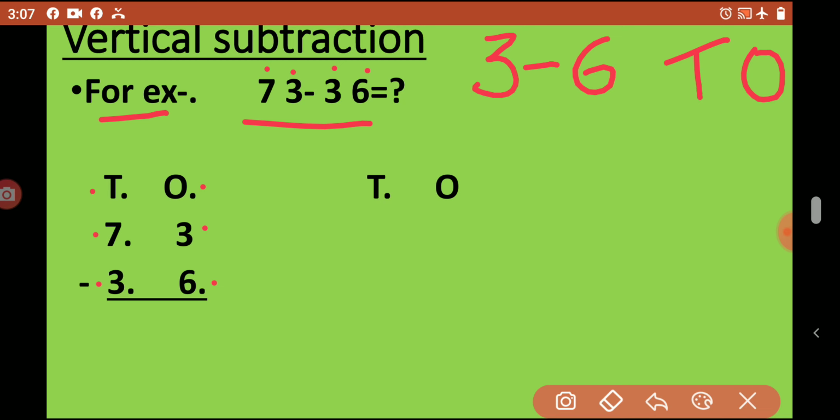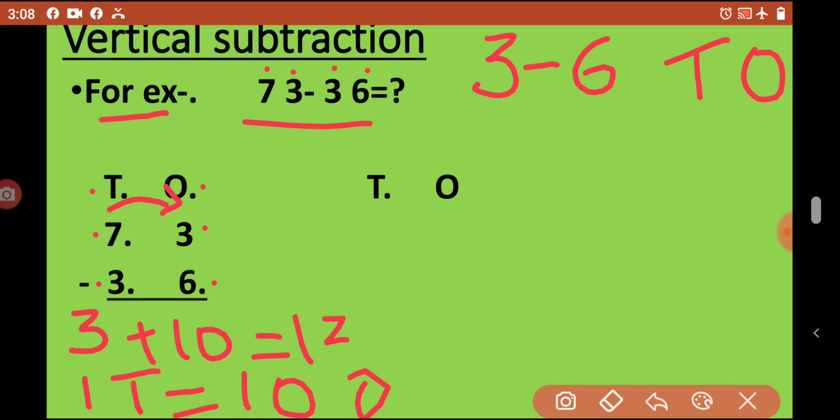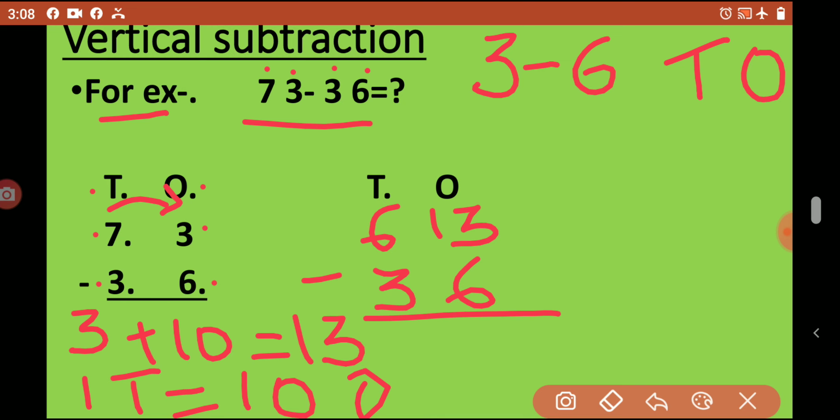So 3 takes borrow from 7 tens. Now you already know 1 tens equal to 10 ones. So in ones place we add 3 plus 10 equal to 13. So in ones place we have to put 13, 6 remains same. Now in tens place 7 gives their 1 tens to 3, so it becomes 6, 3 remains same. Now we can subtract the numbers. 13 minus 6 in ones place equal to 7. And 6 minus 3 equal to 3. So the answer is 37.